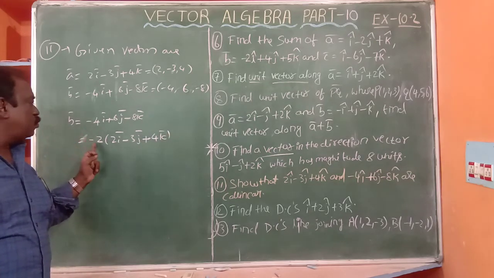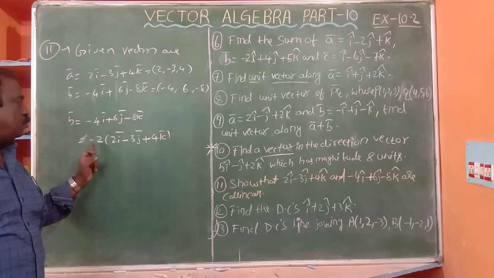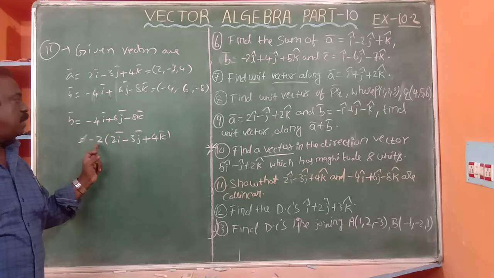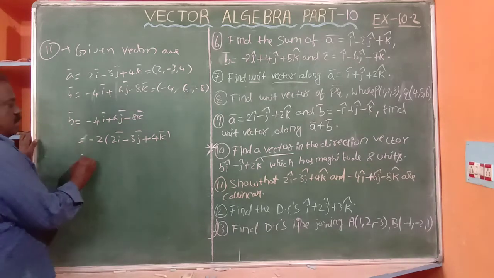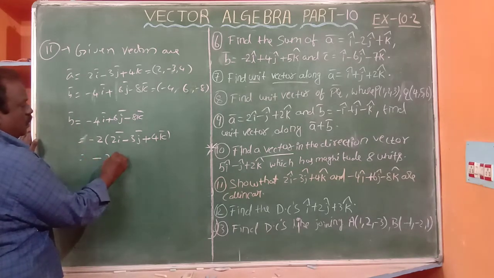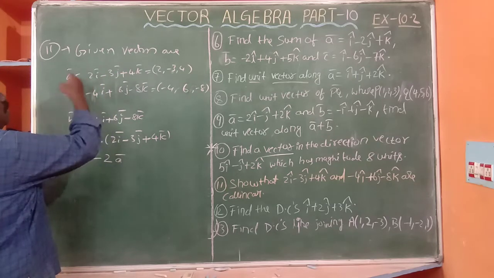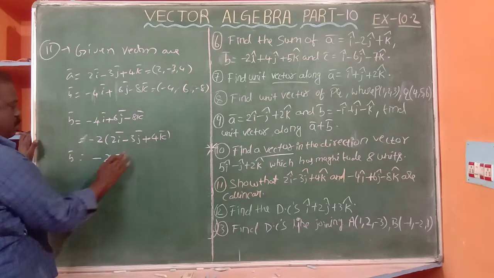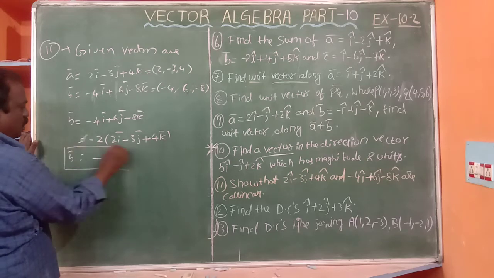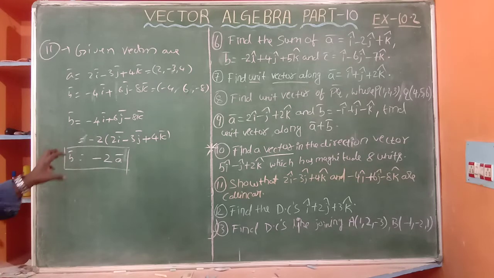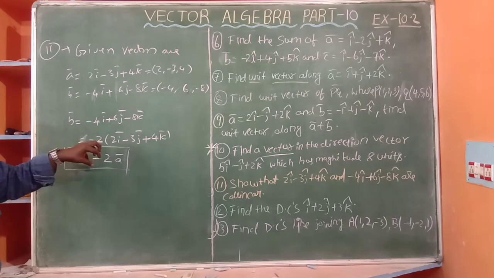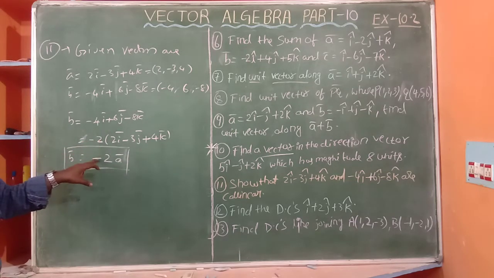Minus 2 into 2 is minus 4. Minus 2 into minus 3 is plus 6. Minus 2 into plus 4 is minus 8k. It is nothing but minus 2 into A bar. So B bar is equal to minus 2 A bar. It is some multiple, whatever it may be; minus means its direction is opposite, but lying on the same line.